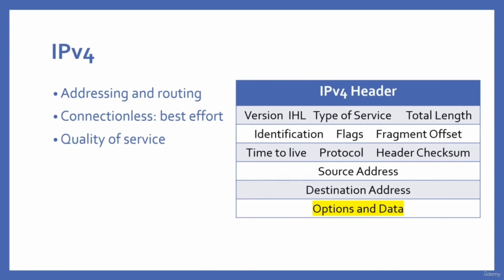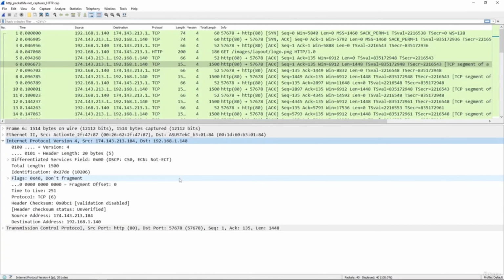But we can provide quality of service to push the data along a little faster. Here's your IP version 4 header, and as you can see, we have several fields, and at the bottom, options and data. Let's take a look at an IP header.